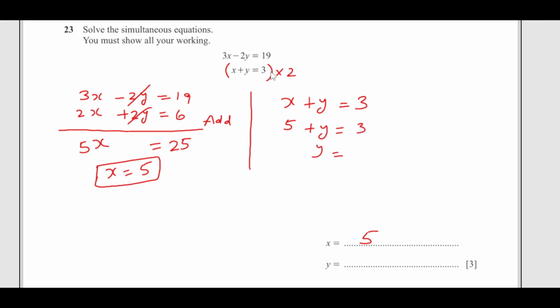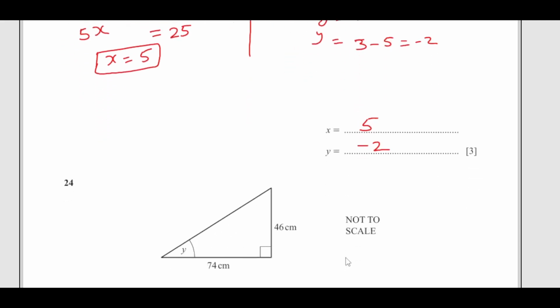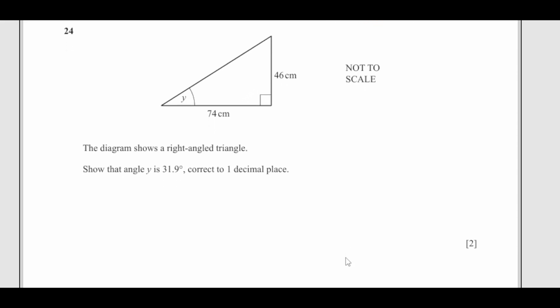So y will be 3 minus 5, which is negative 2. So our answer for y is negative 2. Okay. Now next one is number 24.